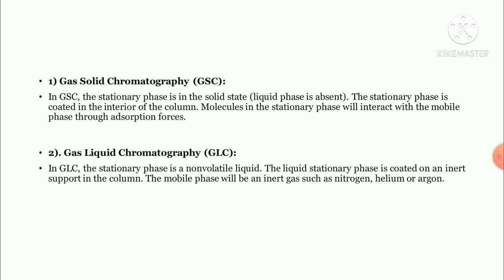Then second is gas liquid chromatography. Here the stationary phase is a non-volatile liquid, and the liquid stationary phase is coated on the inner surface of the column. The mobile phase will be inert gases such as nitrogen, helium or argon. That means in both types of chromatography, the mobile phase is constant, that is gas, and the gases are inert gases like nitrogen, helium or argon.